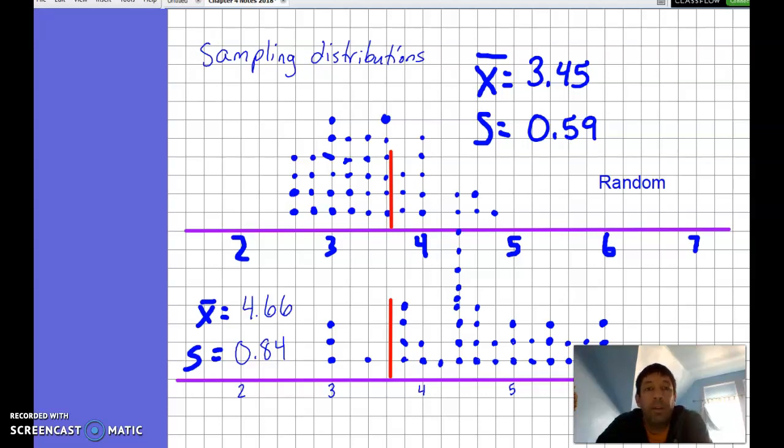Hey gang, today we're going to talk about random numbers. How do we find random numbers? Why is it important to be able to find random numbers?